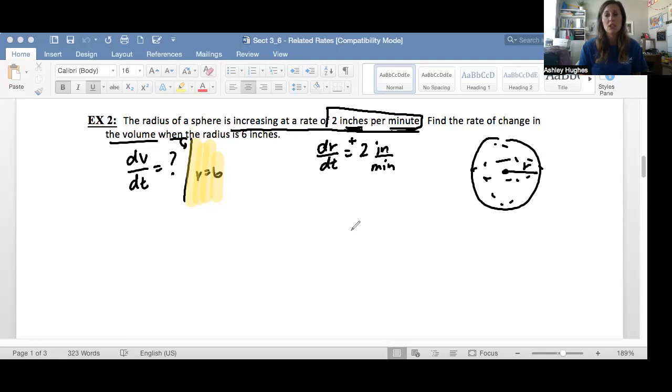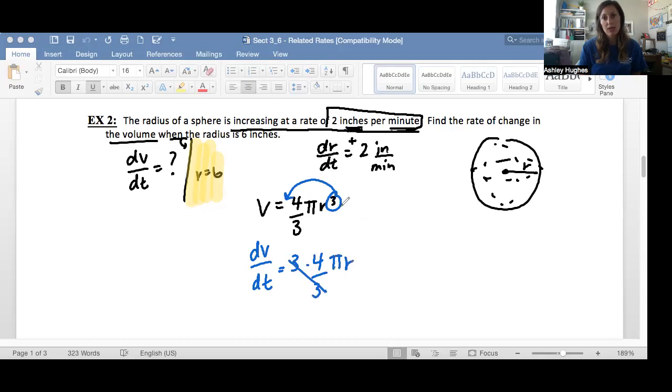This radius is changing. I want to write down the equation. The volume of a sphere is 4/3 pi r cubed. At this point, we can take the derivative of everything with respect to time. So it's going to be dV/dt, and this is just the power rule. Pull the 3 down, these 3's will cancel. Pi r, subtract 1 from the power because it's the power rule, and then write dr/dt, because you're always going to write d whatever variable over dt. dV/dt is what we're trying to solve.